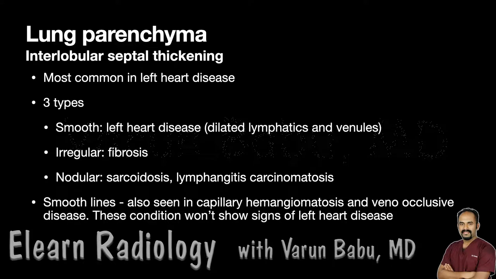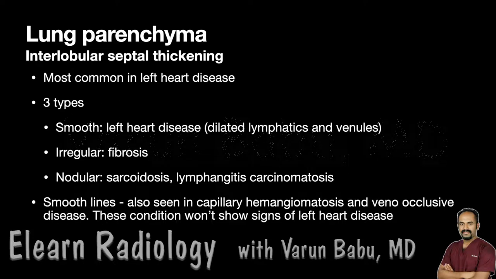Look for interlobular septal thickening. It is usually seen in left heart disease. What are the types of interlobular septal thickening that could be seen in pulmonary hypertension? Smooth usually is due to left heart disease due to dilated lymphatics and venules. When it's irregular, it's due to fibrosis. When it is nodular, consider sarcoidosis or malignancy, lymphangitis, carcinomatosis.